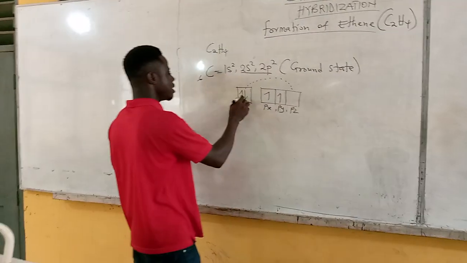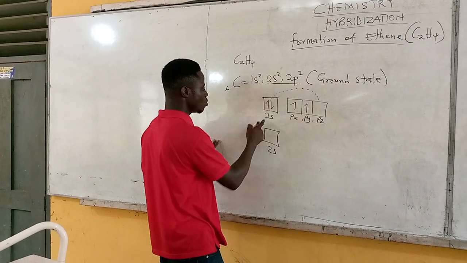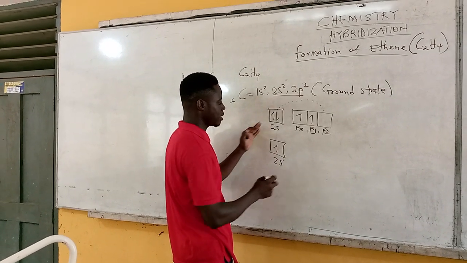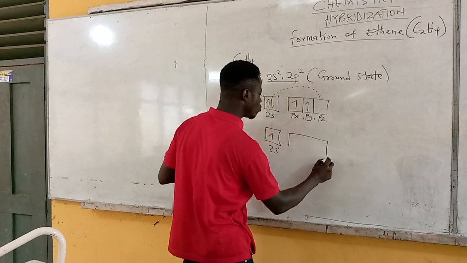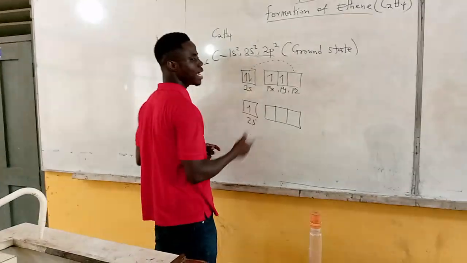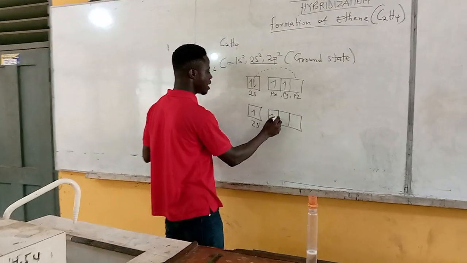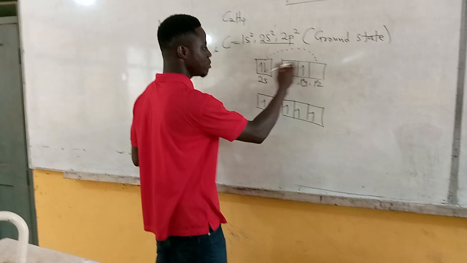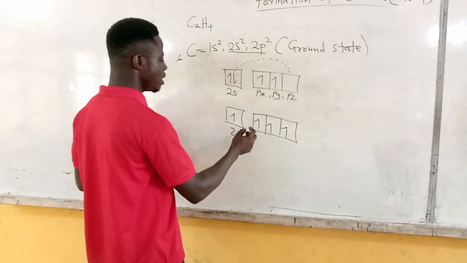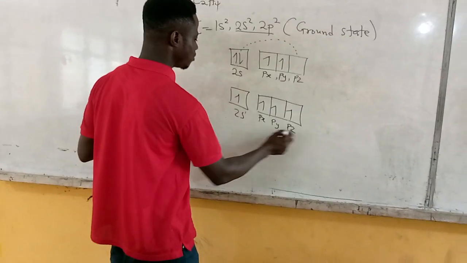In that case, this 2s2 becomes 2s1. So we will have only 1 electron left in this, and that 1 electron is not thrown away, but rather it is promoted to the other shell which has no electron. So these 2 are already there. This electron has been promoted to this orbital. So in this case, we now have our px, py, then the pz.